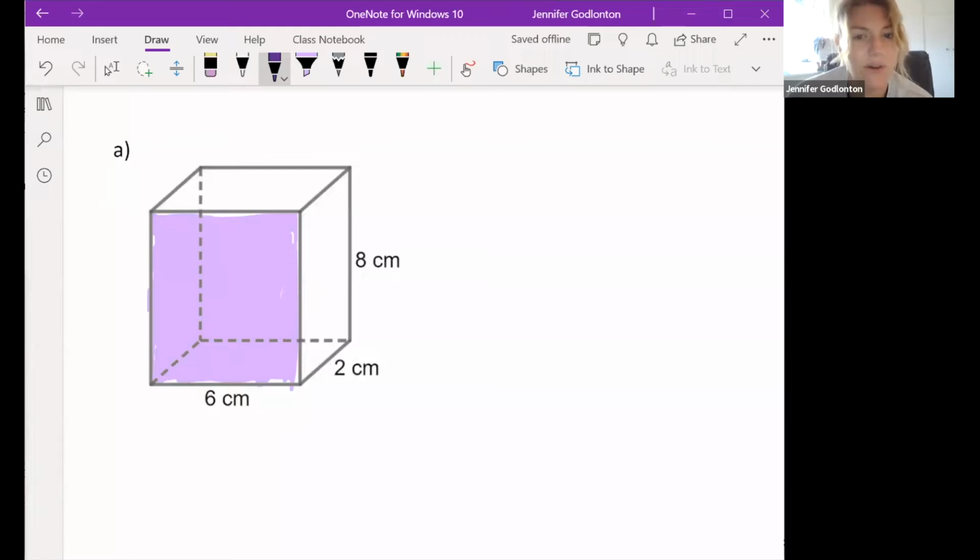Yeah, there we go. Good. So we can see that this 8 centimeters over here would be the same as this line over here. So that would also be an 8 centimeters. If I'm wanting the area of that purple face, I'm just going to do this in stages so that you can see what it looks like. That would be 6 times 8.